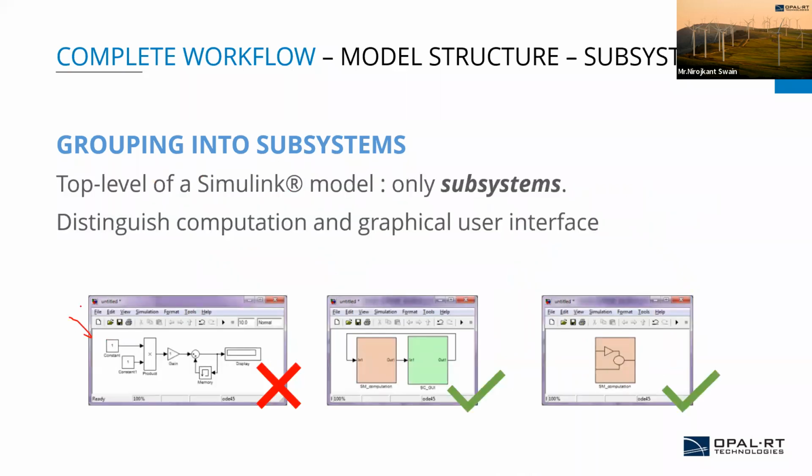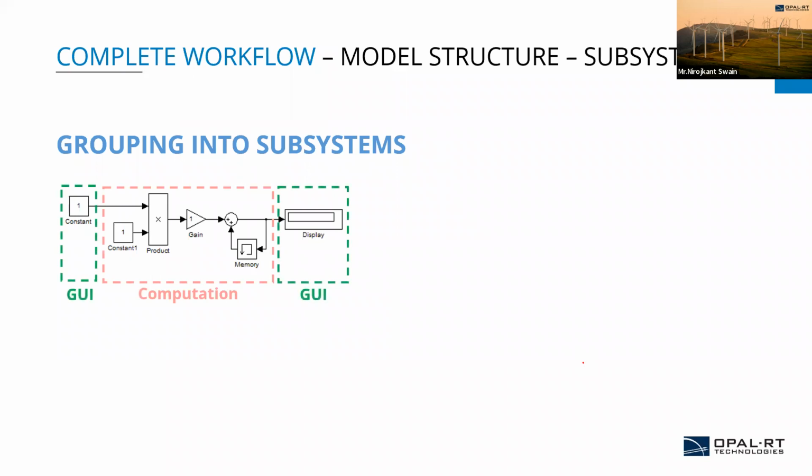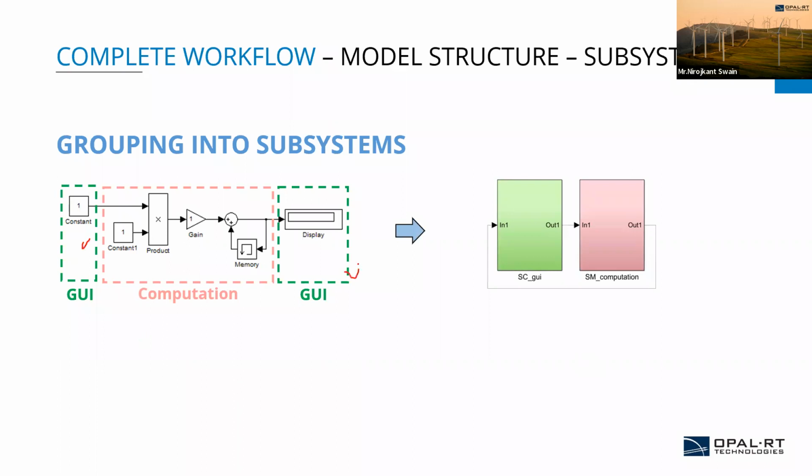This model will not run in the real-time simulator as is. We need to make subsystems like SM, SC. Suppose your display or scope is not required to visualize your result, so you can use only the master subsystem. How to make subsystems like this? This is the computation part, and this is your graphical user interface part. These two green blocks are placed in SC, and this thing is placed in master.